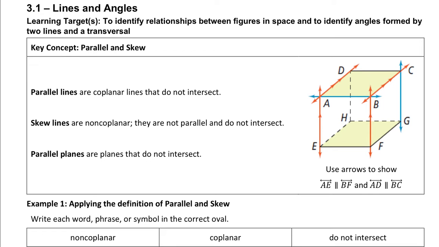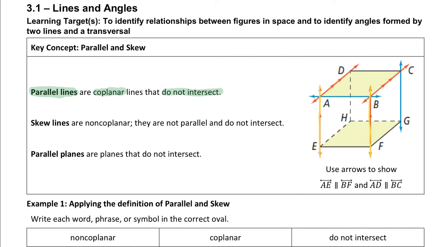add a new definition. So a definition we talked about before is parallel lines. And something I want you to understand about parallel lines, they have to be coplanar lines that do not intersect. So coplanar lines that don't intersect. So AE and BF, I'm going to use yellow. AE and BF are parallel because they don't intersect and they're part of the same plane.